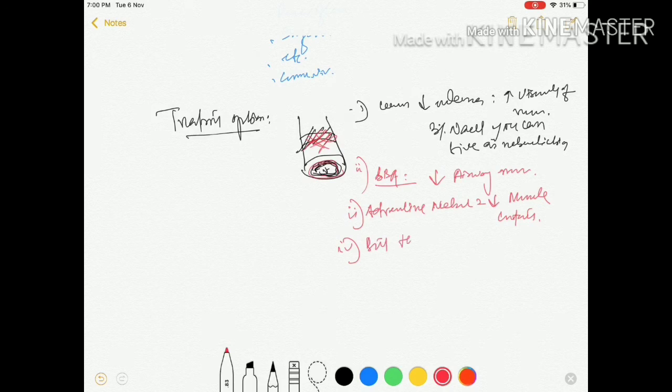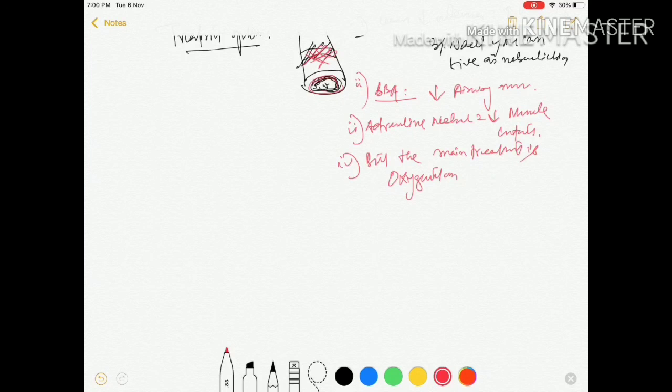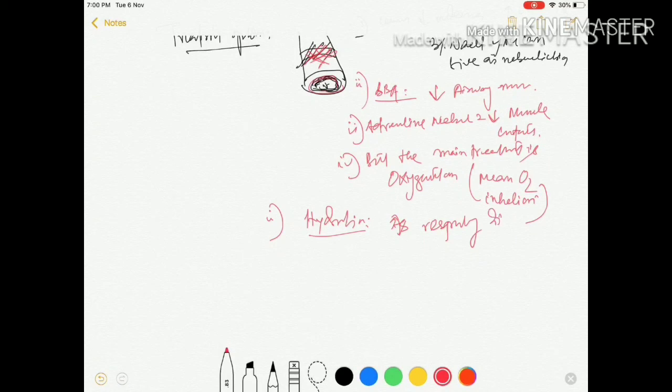But the main treatment is oxygenation, means oxygen inhalation. Another is hydration, as high respiratory distress is present. So you have to hydrate the patient.